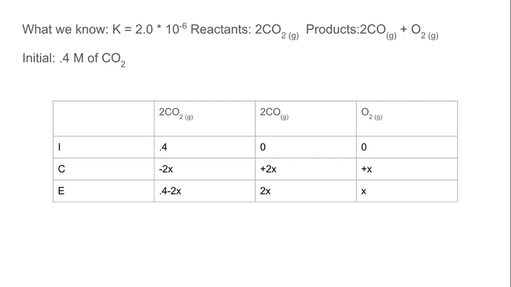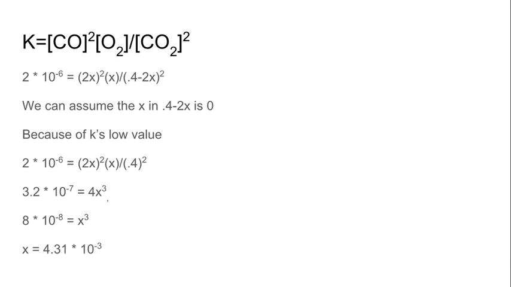Plug that into our ICE box, and we get equilibrium values of 0.4 minus 2x, 2x, and x. Now, plug that into the concentration expression, and we get 2 times 10 to the negative 6 is equal to 2x squared times x divided by 0.4 minus 2x squared. Since the K value is really low, we can assume that x is approximately 0 in the denominator, because there's not much of a change.